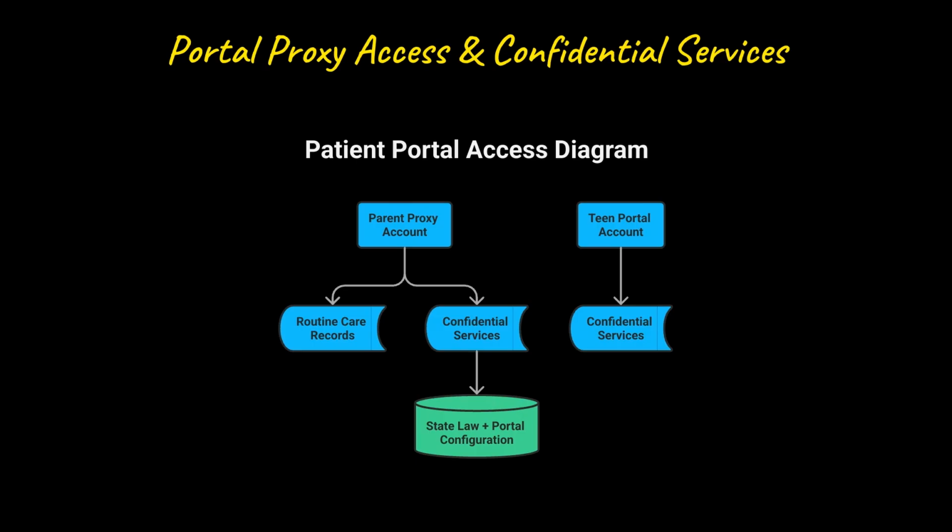This configuration is the operational expression of state law, not a technical glitch or override. Three layers work together to protect adolescent privacy. State law defines which services a minor can consent to confidentially. Portal configuration hides those records from parental proxy accounts. And staff training ensures confidential details are never shared by phone or in person without the teen's authorization.